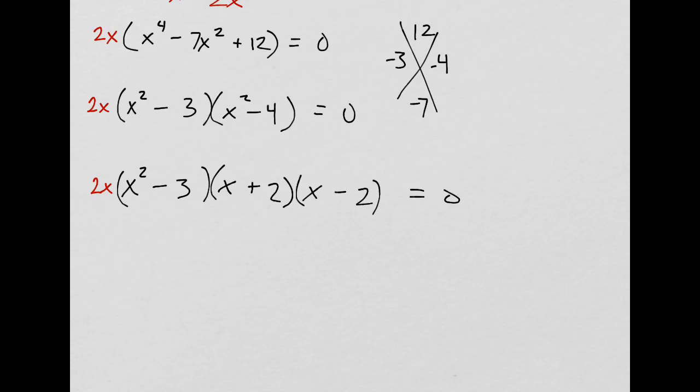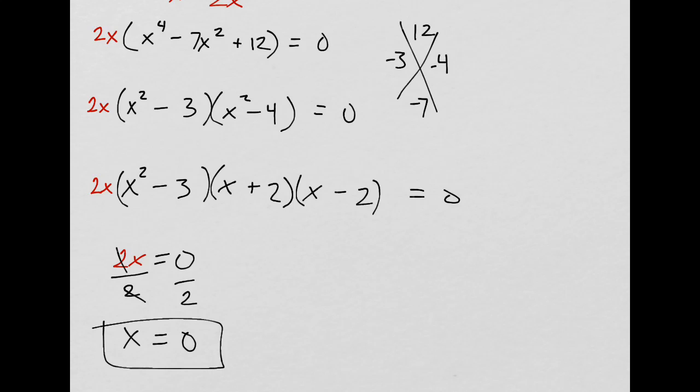The last step is to set each piece involving a variable, so this piece and this piece, equal to 0 and solve. So I have 2x equals 0. Well, that's just x equals 0, right? X equals 0. That's one of my answers. Bam! And then I have this piece.